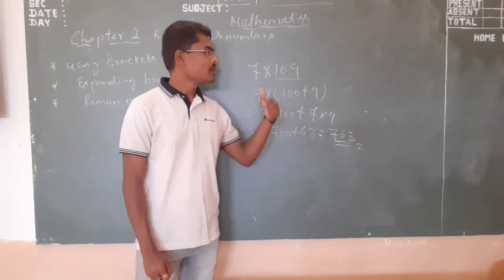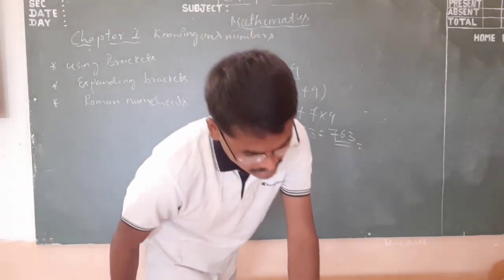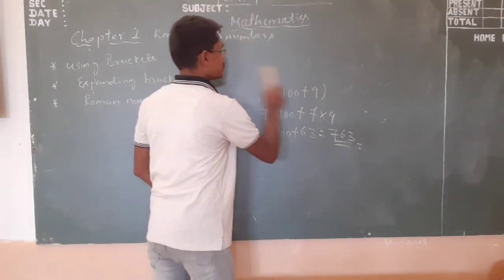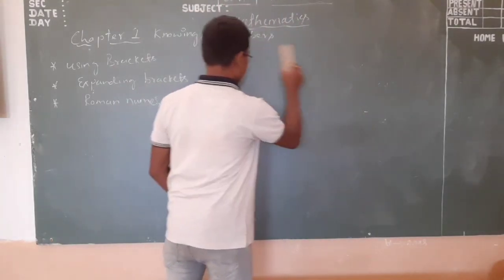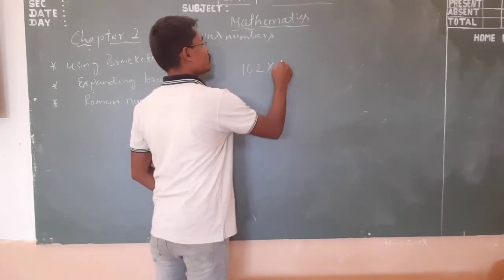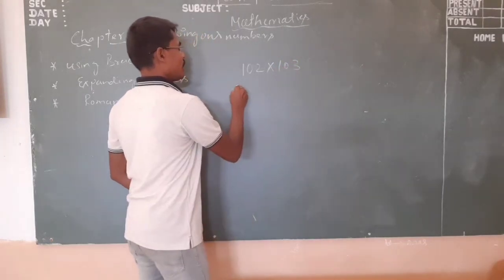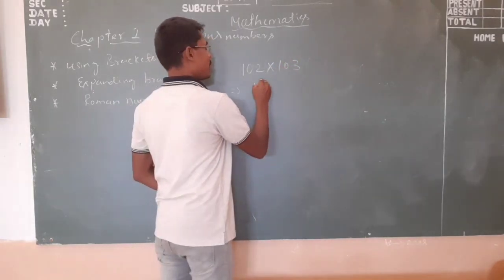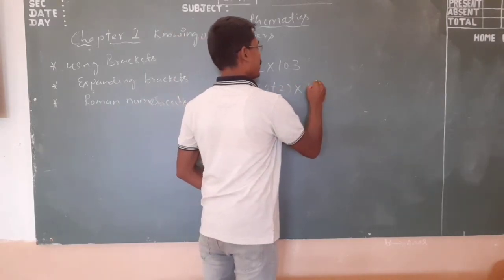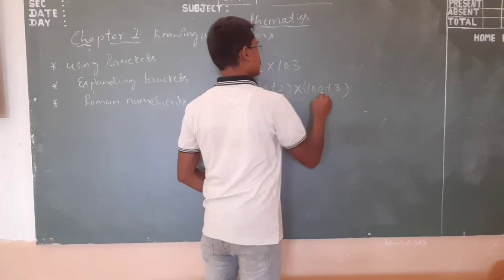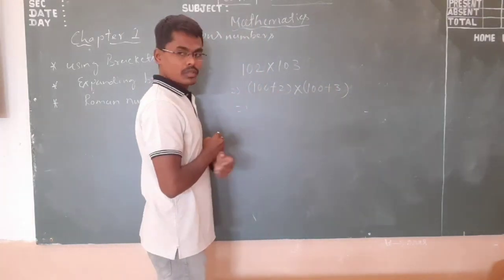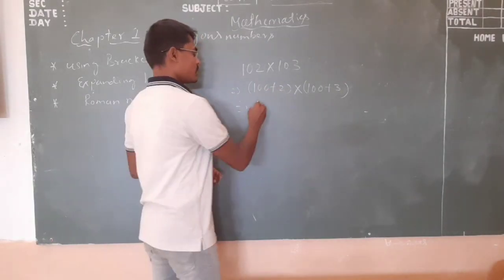Now you can consider one more example. They have given in your textbook, 102 into 103. Now look at this, how they are going to expand. 102 into 103. Now I can write like this: 100 plus 2 into 100 plus 3. Now I just expanded, then I am going to do the simplification process.